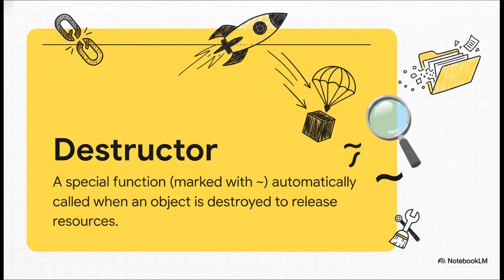And of course, what goes up must come down. The opposite of the constructor is the destructor. You can always spot it because it has that little tilde symbol in front of it. Its whole job is to do cleanup just before the object is removed from memory, releasing things like files or network connections it might have been using.